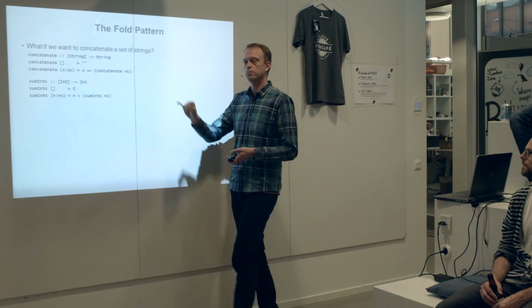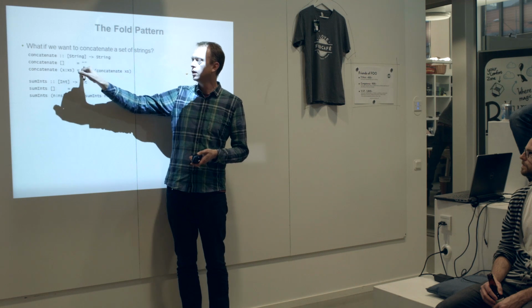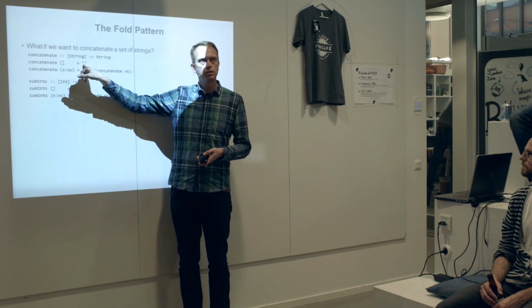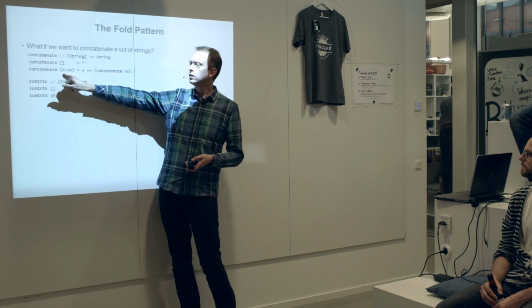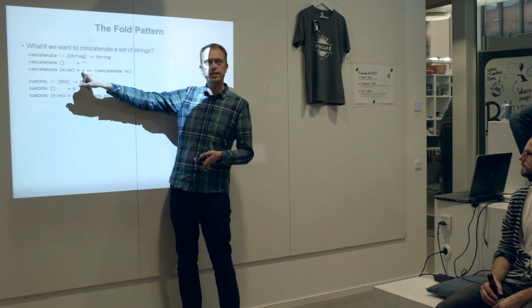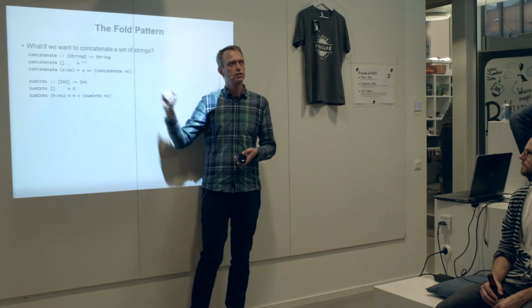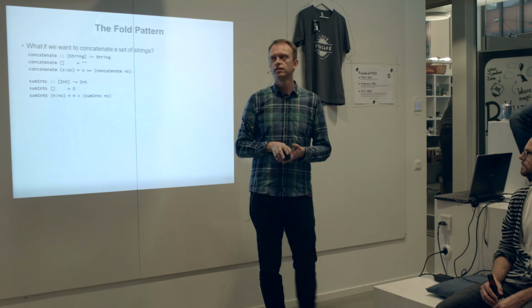That would be implemented something like this. So the base case would be the empty list again, and we will return the empty string. In the recursive case, we would again pattern match with a list of one element, and take that element and do concatenation with that, and what we get when we do the concatenation of the rest of the list.